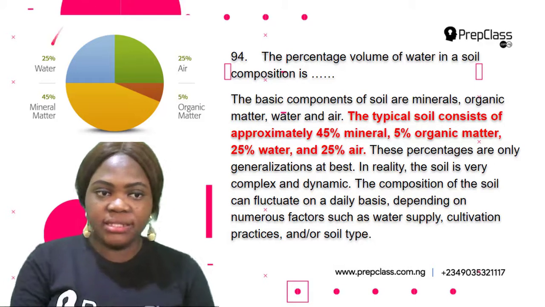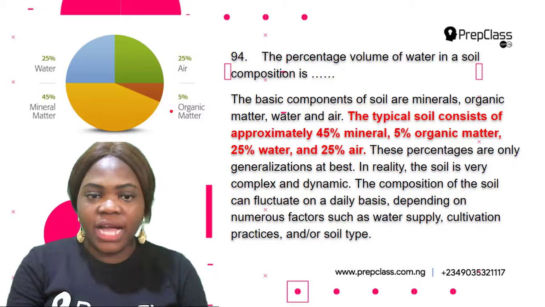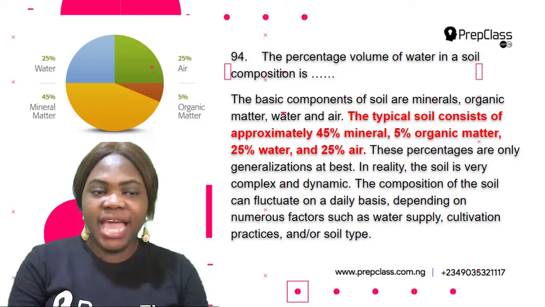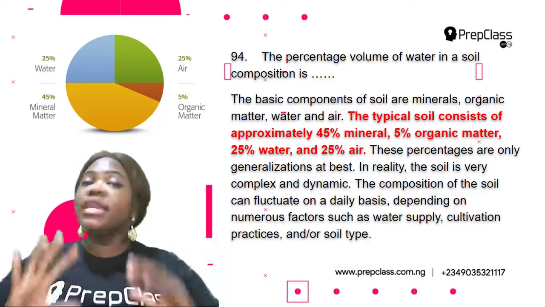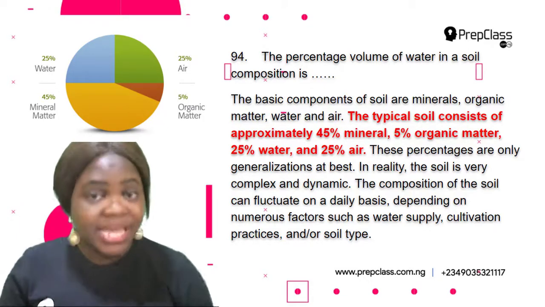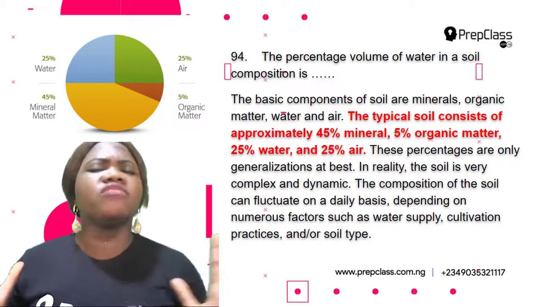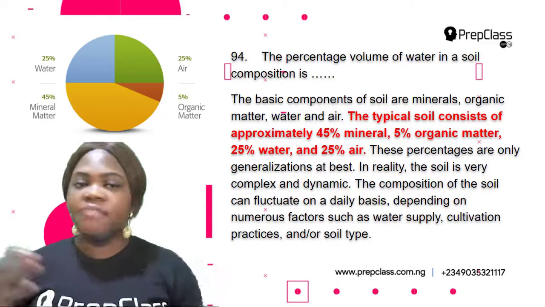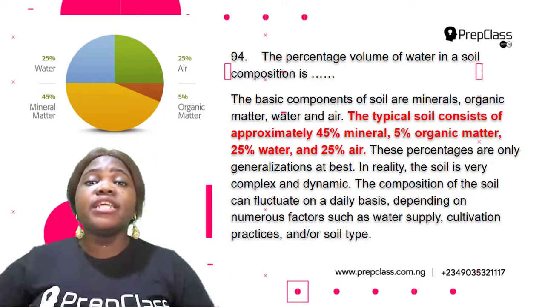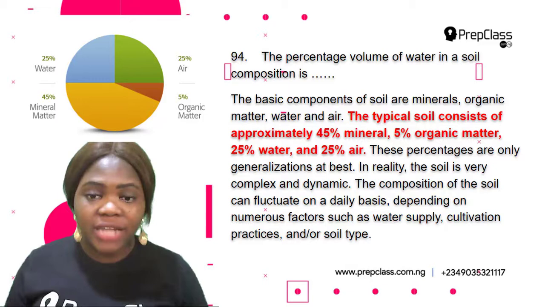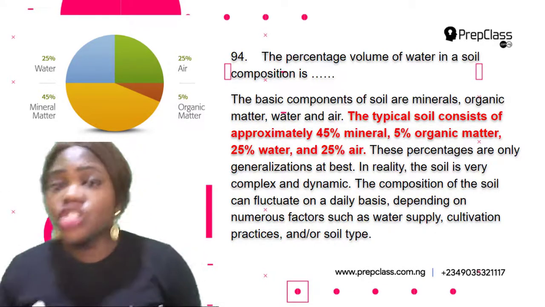You can see it here. 45% mineral matter, 5% organic matter, 25% air, and 25% water. So these percentages are only generalizations at best. In reality, soil is very complex and dynamic. The composition of the soil can fluctuate on a daily basis, so it might not always be this way. It can fluctuate depending on numerous factors such as water supply, cultivation practices, and or soil type.